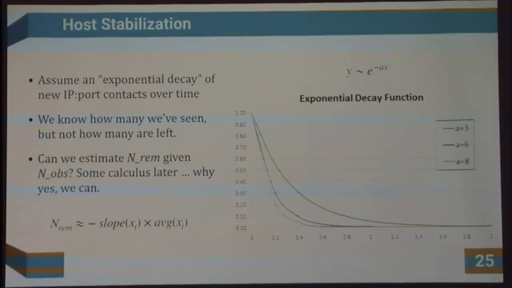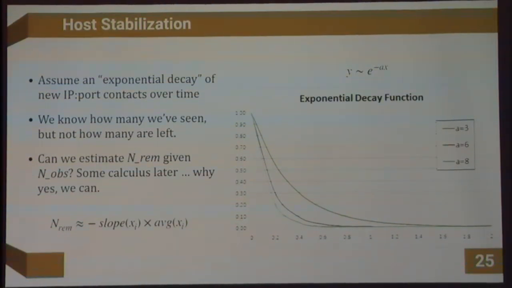And finally, this fourth point is host stabilization. Is there a host that should have frozen by now, should have stopped doing new things by now, but hasn't? And what I'm assuming here is basically an exponential decay in when a host does new things. Over time you start seeing all the things it should do, and eventually you'll have seen all of them. Now, of course, at any given point we know how many we've seen, but not how many there will be. We can't necessarily know that.